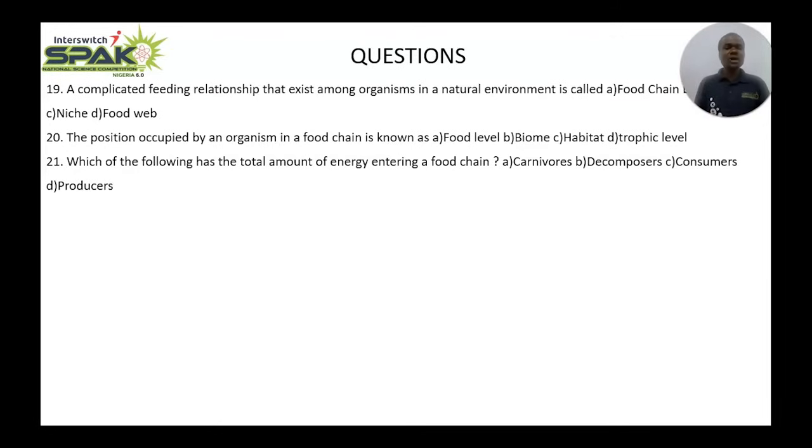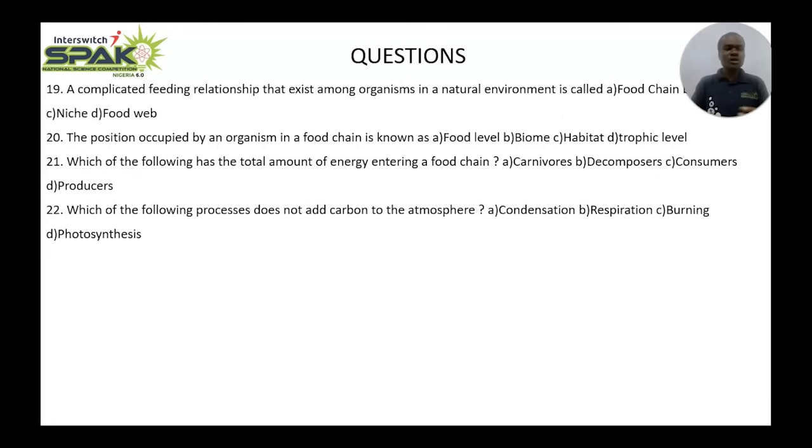But the producers are the ones where we have the total amount of energy because they are the ones that trap it. The amount they can trap is the gross primary productivity. It is the net primary productivity that they are able to pass on to the next trophic level, that the organism at the next level can account for. So the total amount of energy entering the food chain is found in the producer.